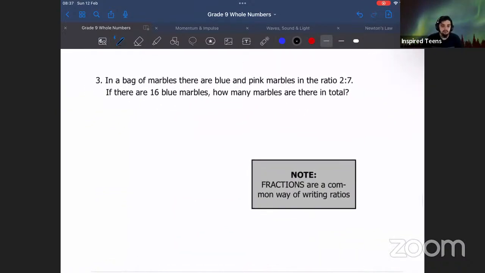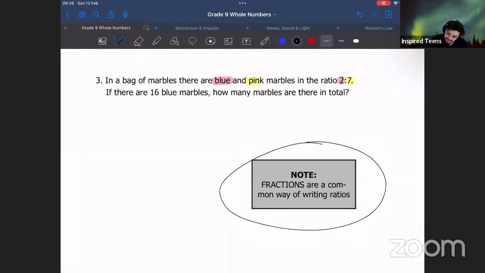Okay, in a bag of marbles, there are blue and pink marbles in the ratio 2:7. Again, don't forget that concept. If there are 16 blue marbles, how many marbles are there in total? This question is kind of like backwards, where you have information about the amount of one marble. We know how many blue marbles there are, we don't know how many pink marbles there are, and we don't know the total. So in this case, we need to work with fractions.